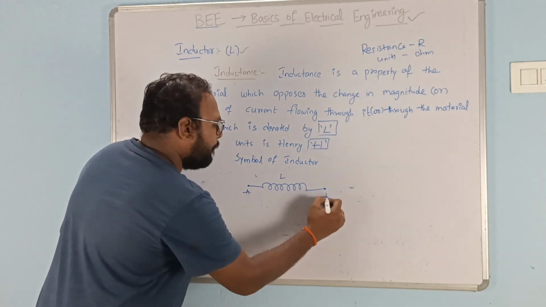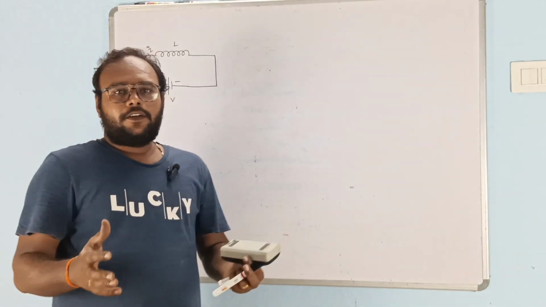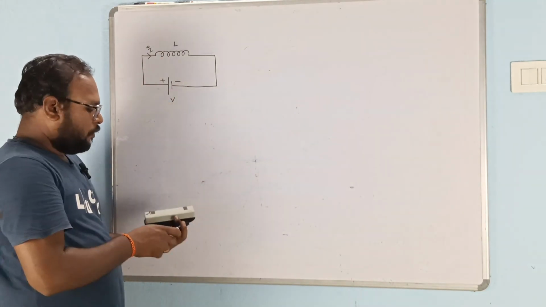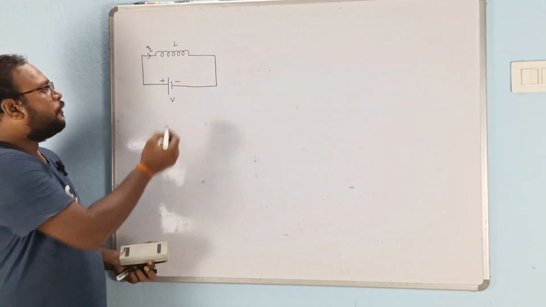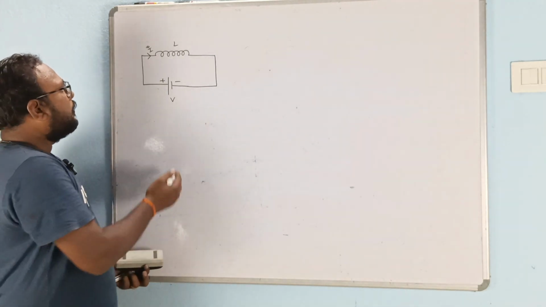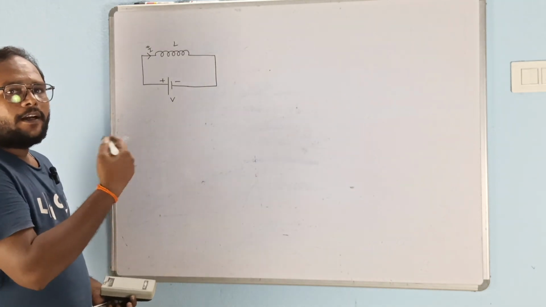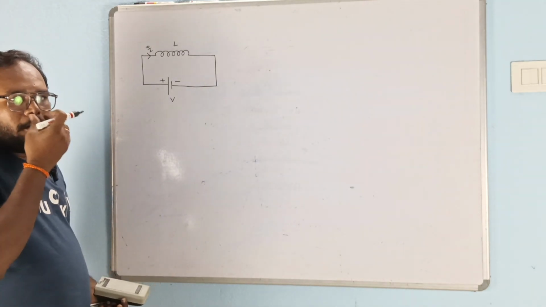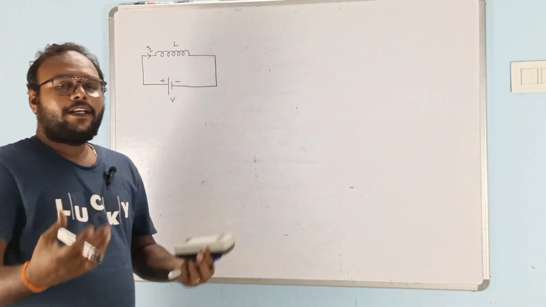Let's take the inductor circuit. This inductor circuit is connected to a voltage source V, a voltage supply V. The current I is flowing through the circuit. Now, what is our definition for an inductor?